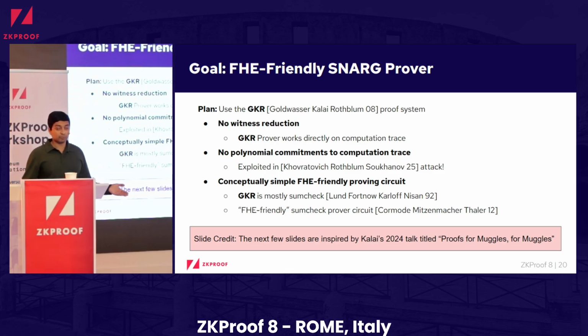GKR, for those of you who are familiar, is just a bunch of sum checks. And sum check is very FHE-friendly, as we'll see. It breaks down nicely into chunks of efficient circuits that have low multiplicative depth and parallelize nicely, in a sense that we'll see. So the next few slides are inspired by Kalai's talk. I just want to give some slide credit to her.